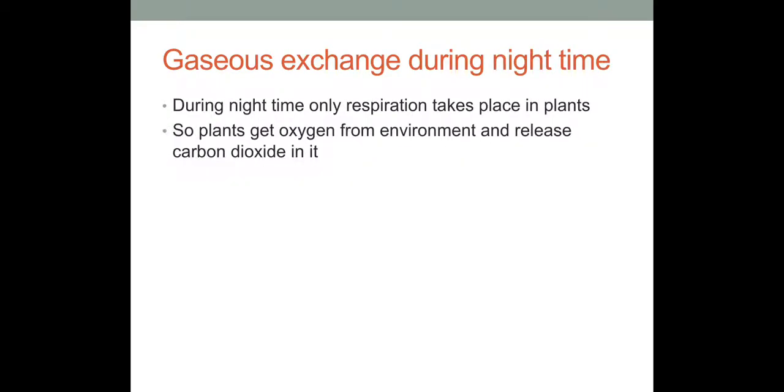Now, gaseous exchange during night time. During night time, only respiration takes place in the plants. So plants get oxygen from the environment and release carbon dioxide, because oxygen, which is required for respiration, will be obtained by the plant from the environment, and as a result of this process, the plant will produce carbon dioxide, which is released to the environment. And there is no photosynthesis during the night time. That's why only the gaseous exchange which is required for respiration will take place during night time.